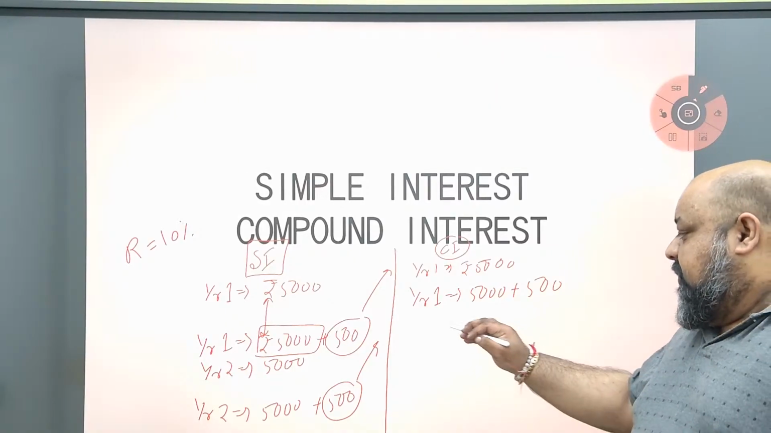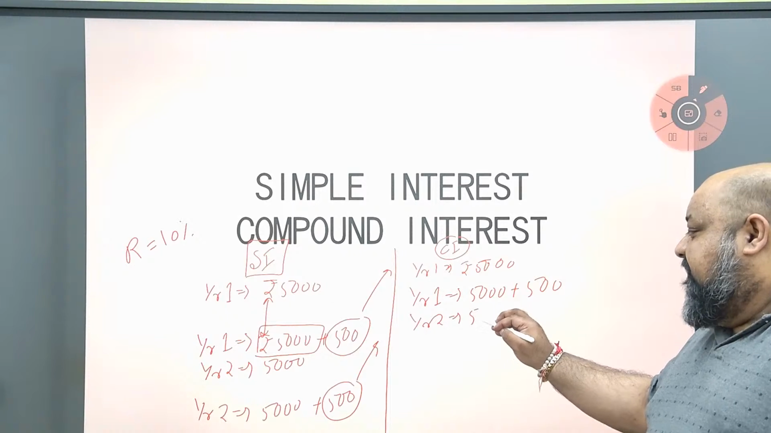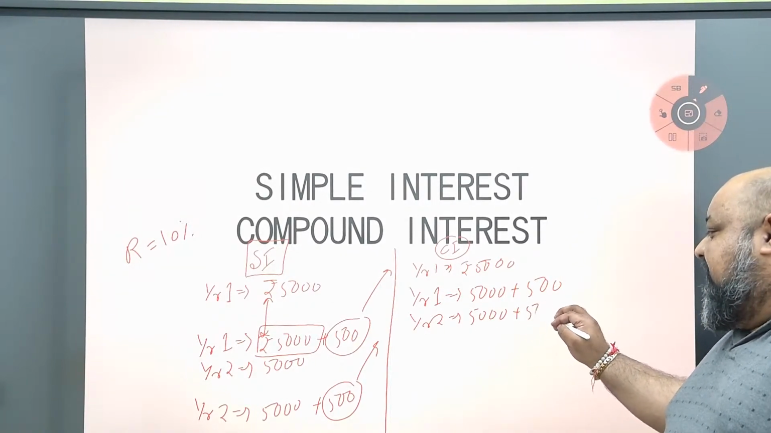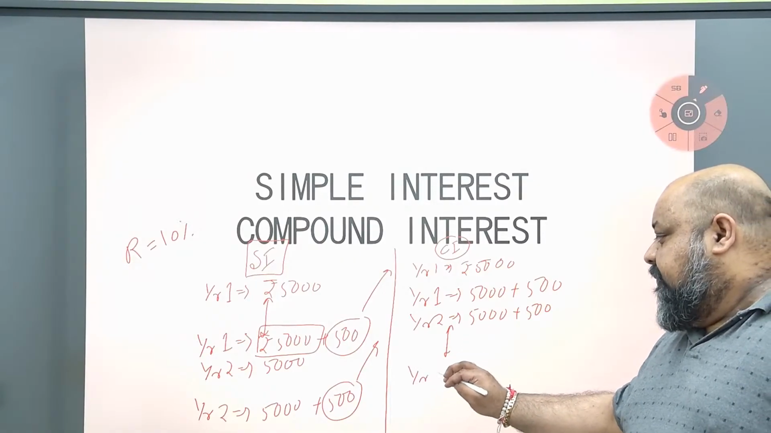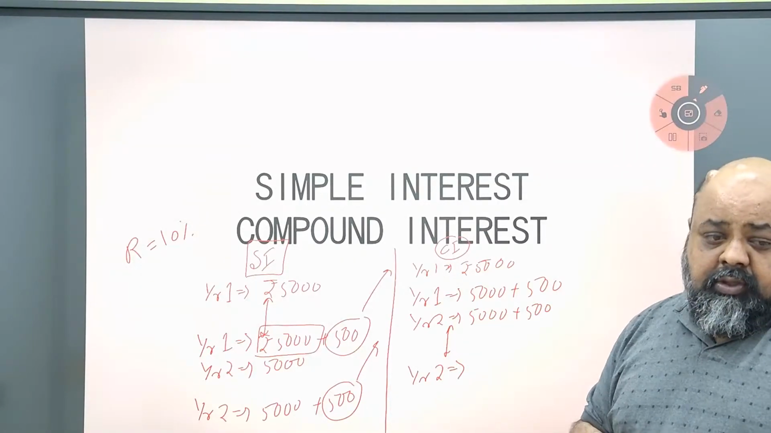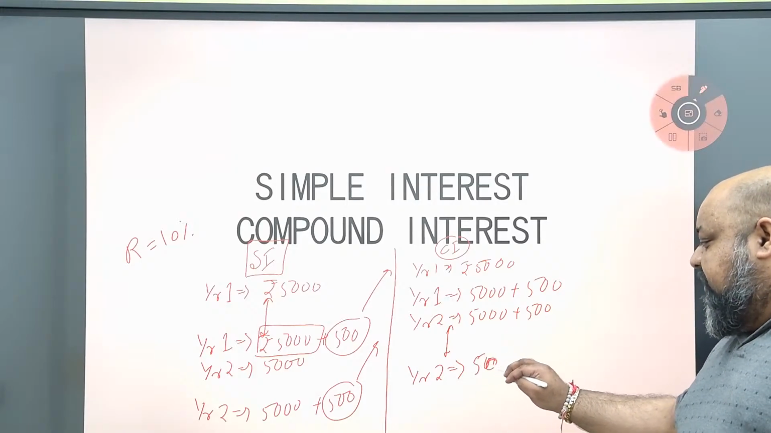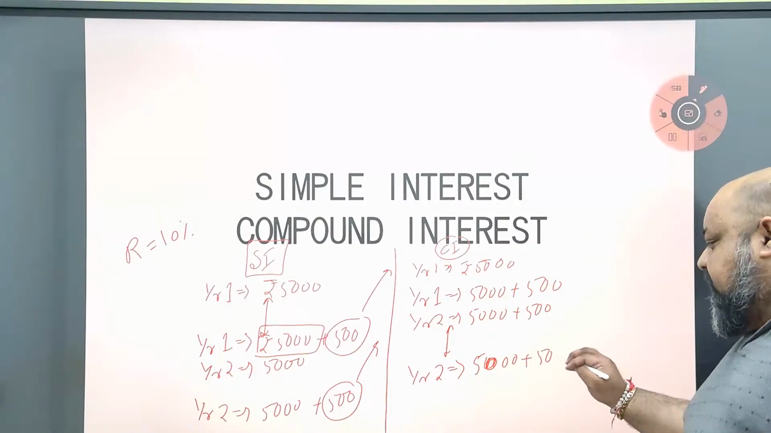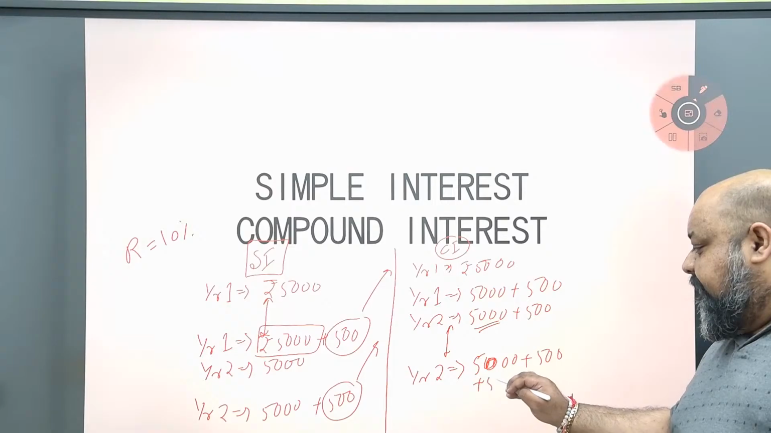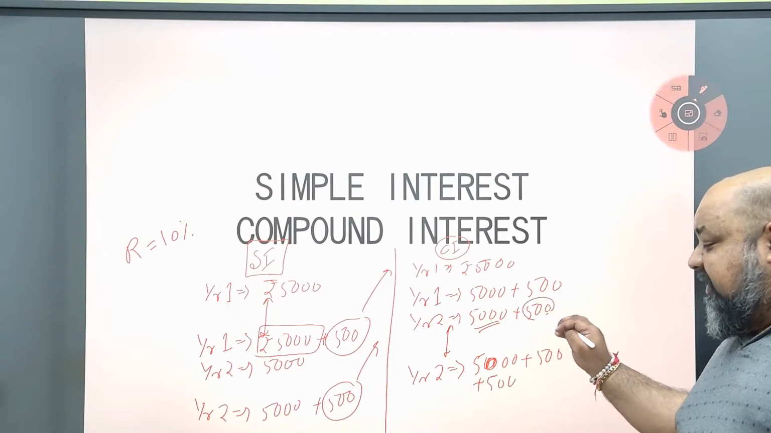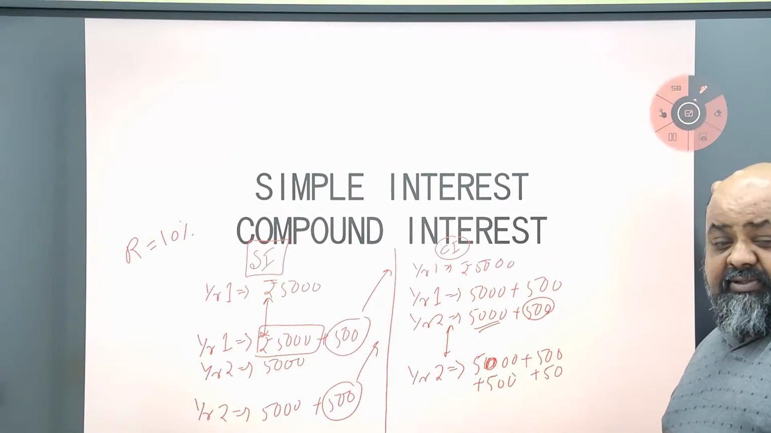Now, what will happen at the end of the year 2? When year 2 started, the bank had my 5,000 rupees as it is, plus 500 rupees interest that the bank was supposed to pay me. What will happen at the end of year 2? At the end of year 2, this 5,000 and the 500 rupees will remain as it is in the bank. Plus the bank will pay interest on this 5,000 rupees as 500. Plus now the bank also owes me this 500 rupees. So they will have to pay interest on this also. So they will give an extra interest of 50 rupees.